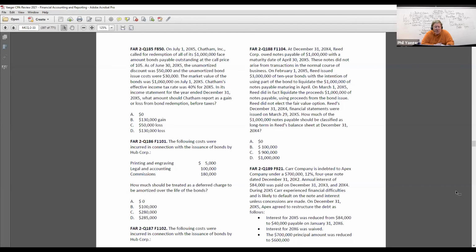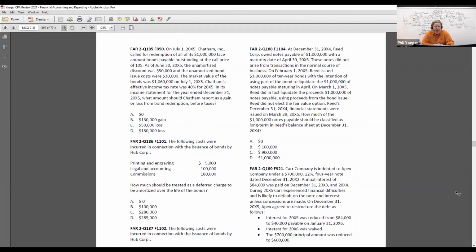First of all, are unamortized bond issue costs shown as a deferred charge, or are they part of the carrying value of the bonds? They are a reduction of the carrying value of the bonds payable. So the answer is zero. The answer should be zero. Right. How many people fell right into that?